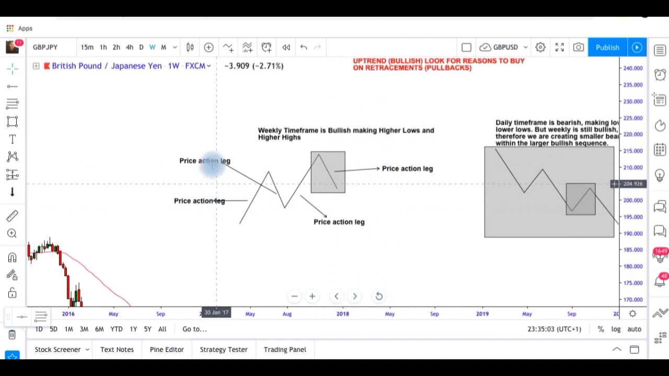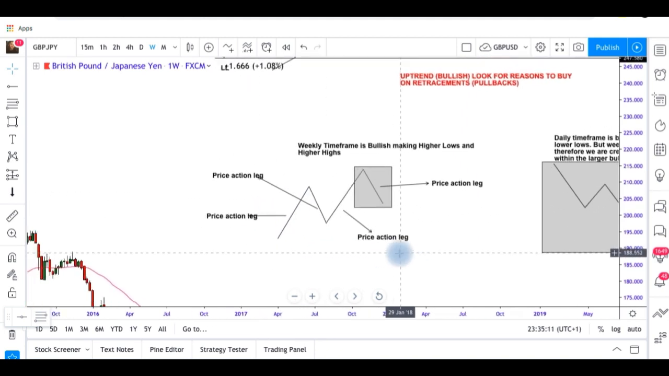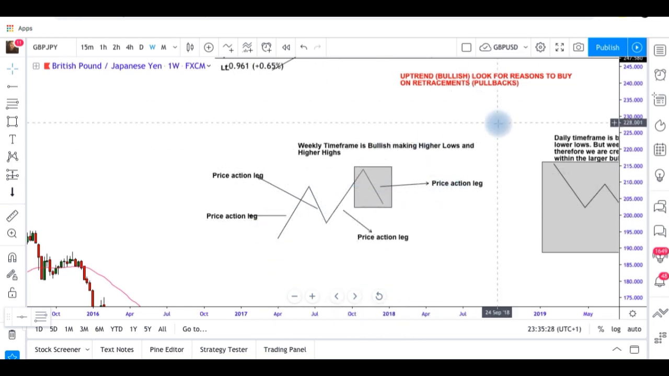Now, this is a weekly time frame. Just for argument's sake, this is what you would see. Obviously, these would be candles, not a line. And what will happen is that within these price action legs, because these are all price action legs. So from here to here is a price action leg. From here to here is another price action leg. These are all legs. Okay, one leg, two leg, three leg, four leg, up, down, up, down.